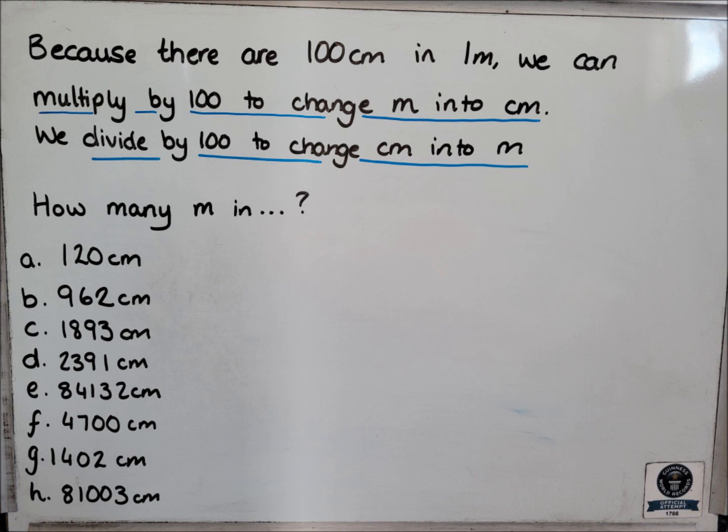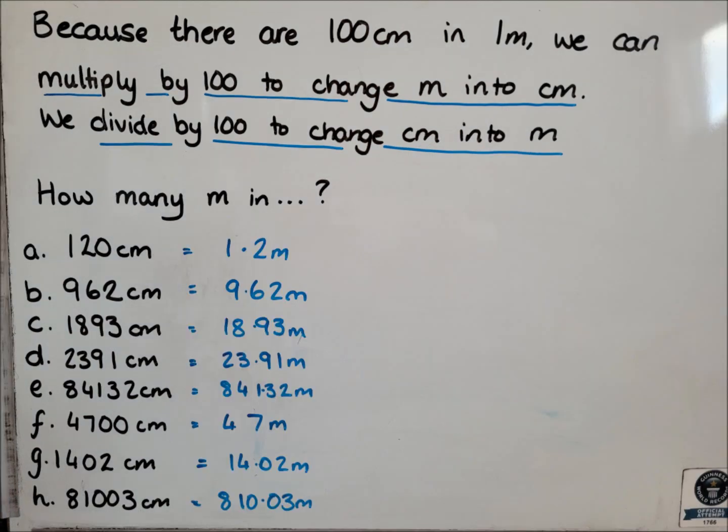Hopefully this is all making sense. Like I said, we've used these skills before, so hopefully it's just a recap. The answers are on the screen just now for these questions. The first one was 1.2 metres. The second one was 9.62 metres. I apologise, my decimal points are not very clear.